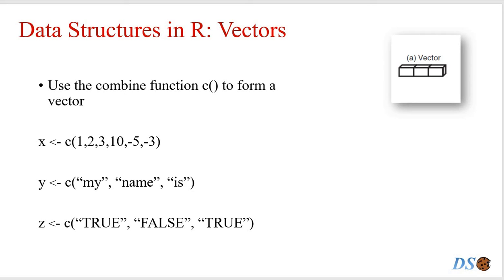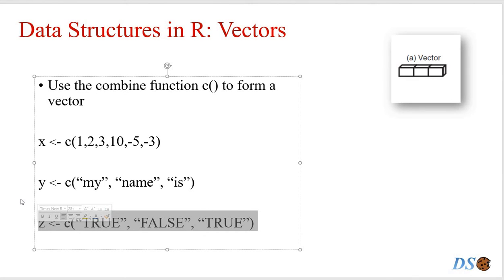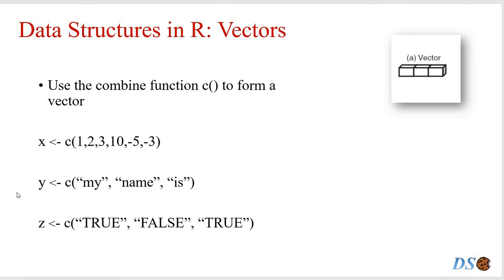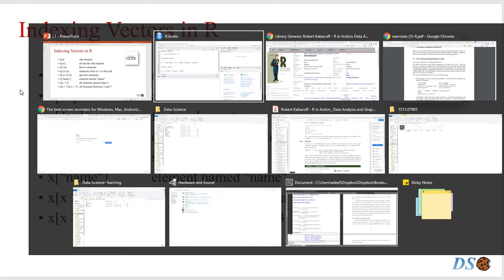So for a vector, you can use the combine function in R to form a vector. You can see different types of vectors. X over here is a numeric vector, Y is a character vector, and Z is a logical vector. And you can perform different types of operations on these vectors by using indexing in R. You can use various types of indexing depending on what you want to do with the data in the vector. So let's demonstrate this in RStudio.